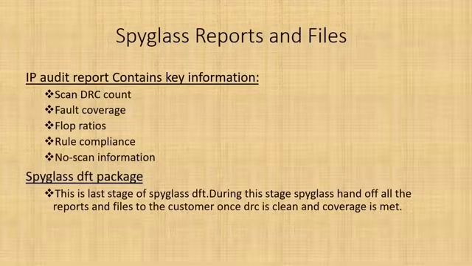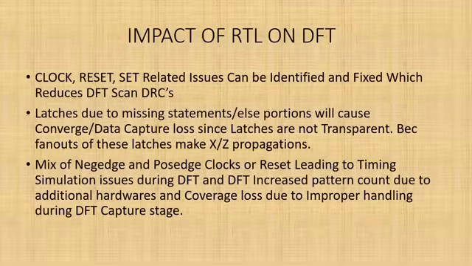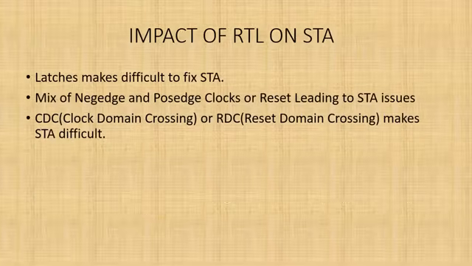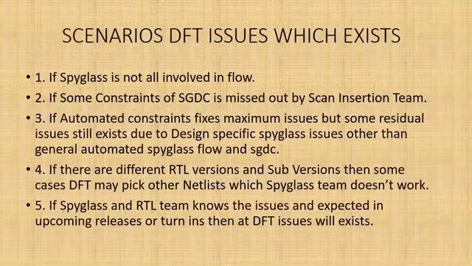The reports are DRC count, fault coverage, flop ratios, rule compliance, and non-scan information. The impact is that you can identify the issues early in the RTL stage and fix them, which will reduce issues like DFT and scan DRCs, simulation issues and STA issues, and coverage loss as well. Now, the impact of RTL on STA: latches make it difficult to fix STA, as do a mix of positive edge and negative edge clocks, resets, and CDC and RDC.